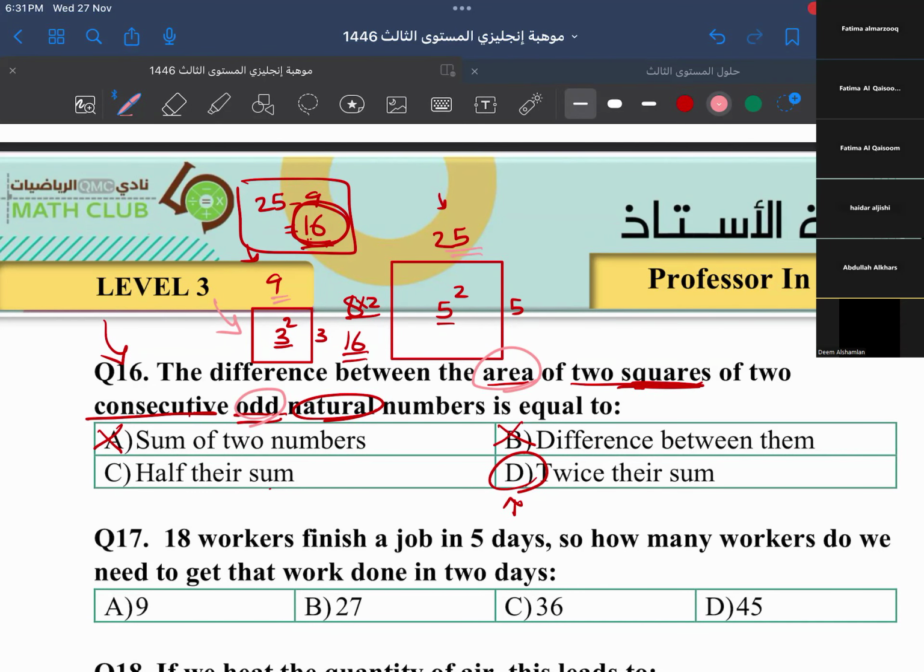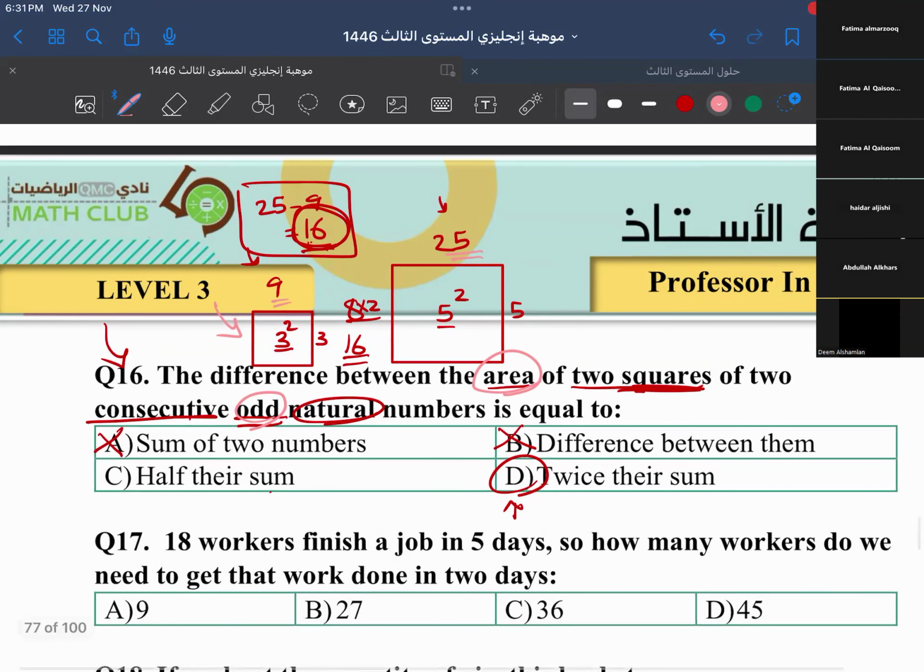Lastly, what are they actually asking us? They're asking about the difference between the area. The difference between the area means that they want us to subtract them from each other. So this is what I did. 25 minus 9 equals 16. And they're asking about this number, 16. What is it equal to?